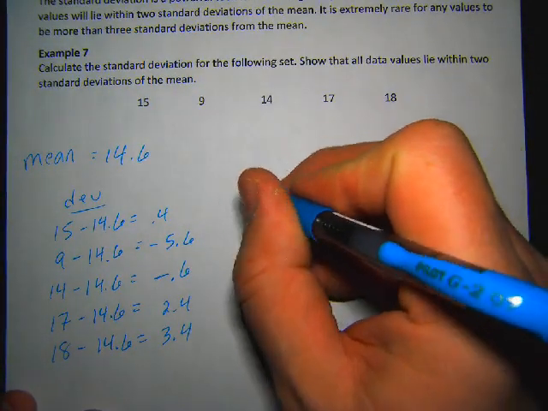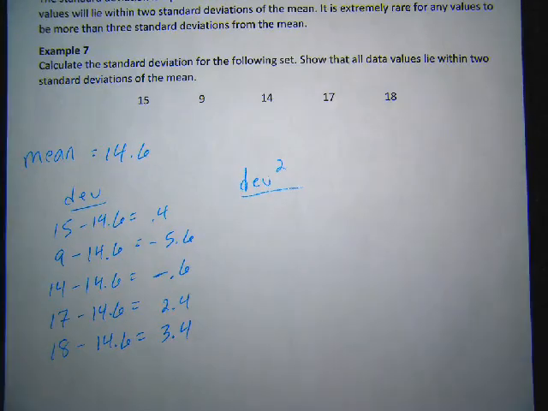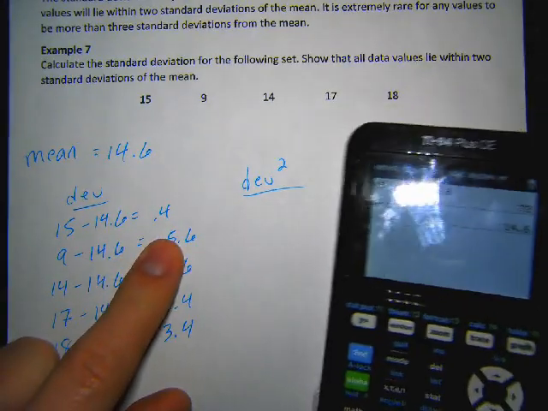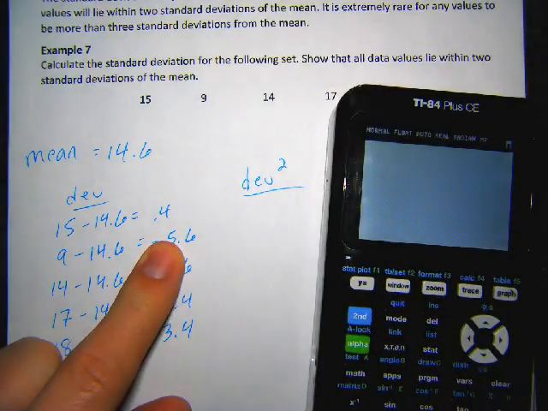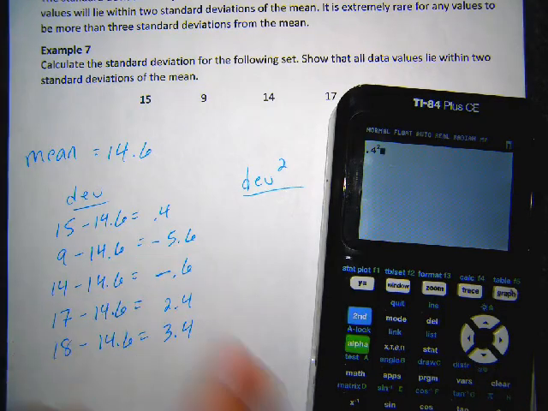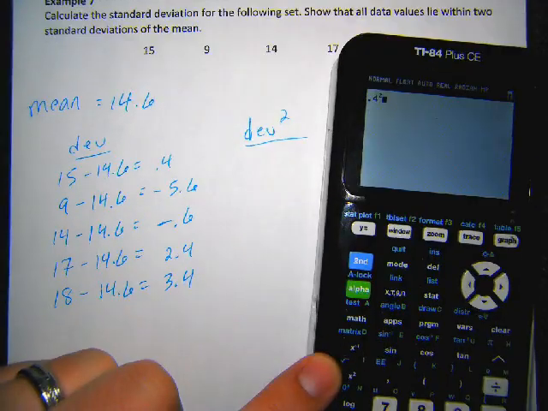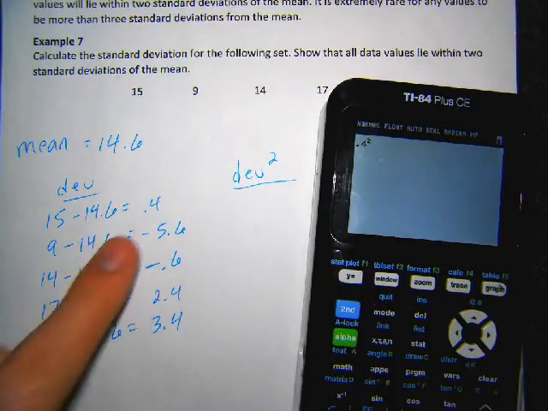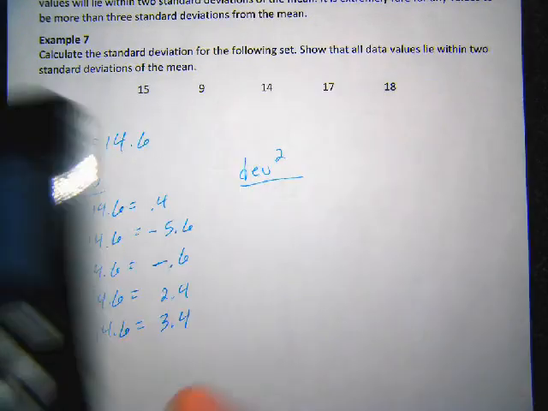Then I want to find my deviation squared. This one's going to be a little bit more of a pain because I have to square all these decimal numbers. That's the nice thing about having a calculator. I just type in 0.4 and I hit my squaring button, the X squared button right down here. It's easy to square them. 0.4 squared, and I get 0.16.